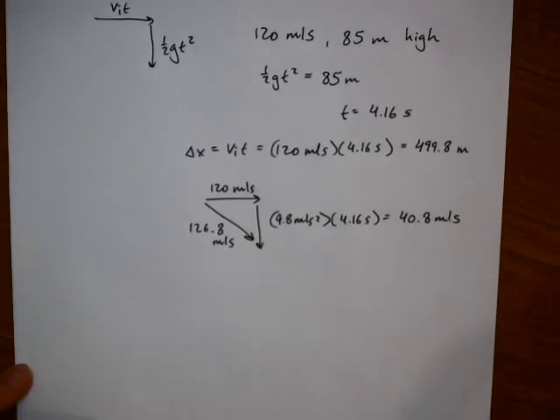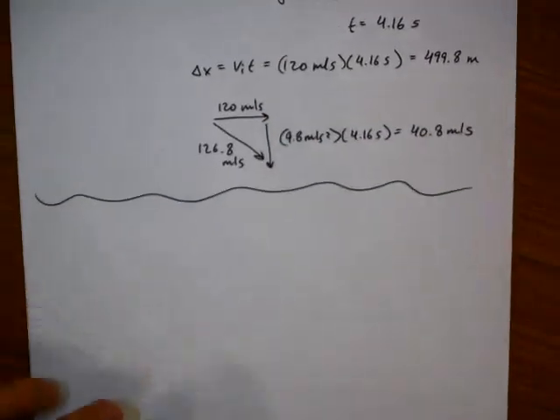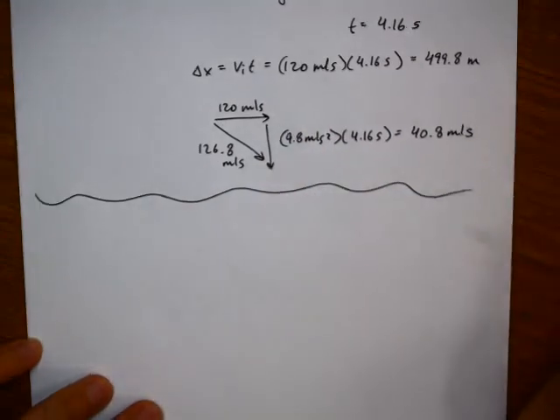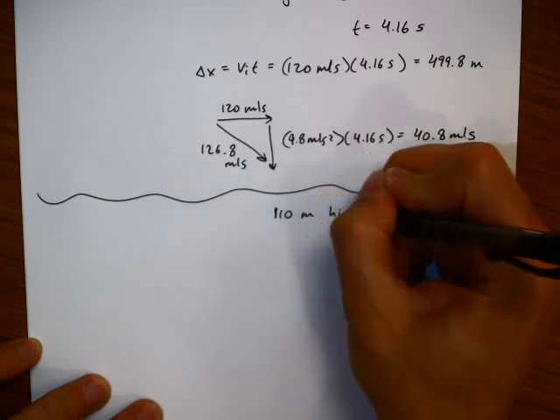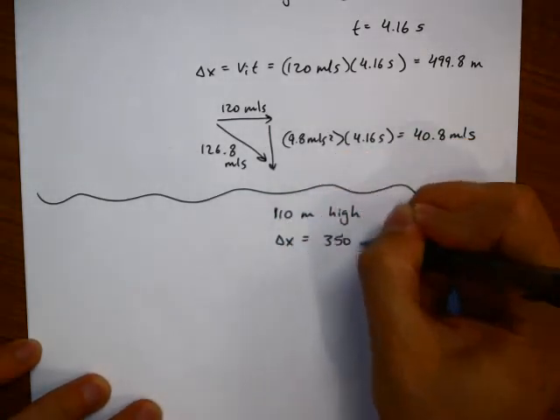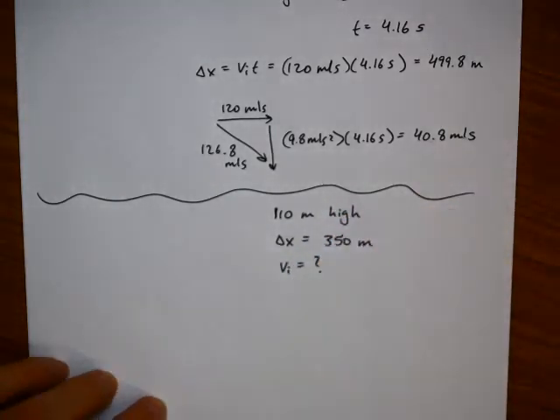Let's change it up a bit. We're going to do another cliff problem. But this time, let's start with different information. Let's say that the cliff is 110 meters high and that the range is 350 meters. And we want to figure out what the starting velocity was.